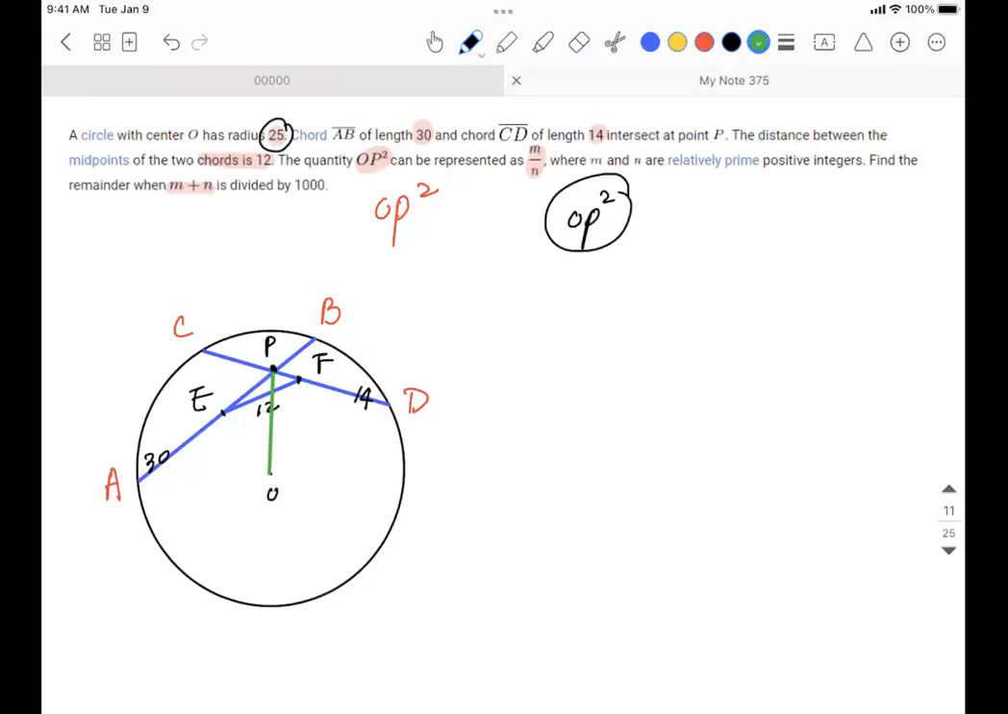I think before we jump to how to determine OP, we have two chords in this problem, right? And I even know the lengths of the chords. So there's another theorem I'd like to share with you guys.